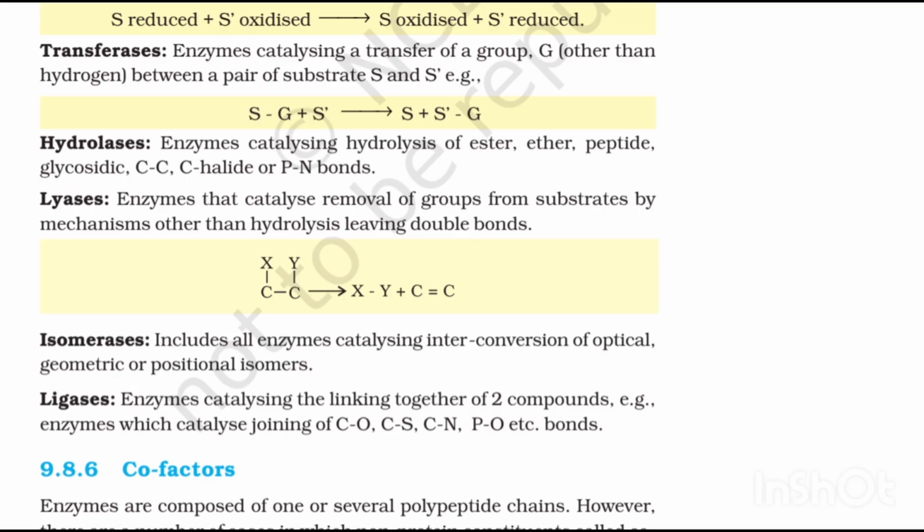Isomerases include all enzymes catalyzing interconversions of optical, geometric, or positional isomers. Ligases. Enzymes catalyzing the linking together of two compounds. Example: enzymes which catalyze joining of C-O, C-S, C-N, P-O, etc. bonds.